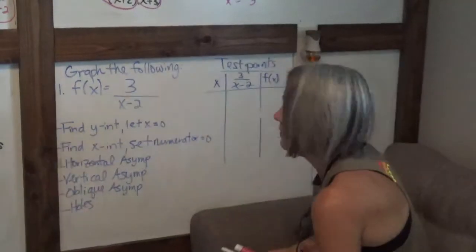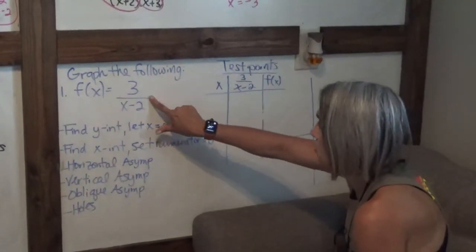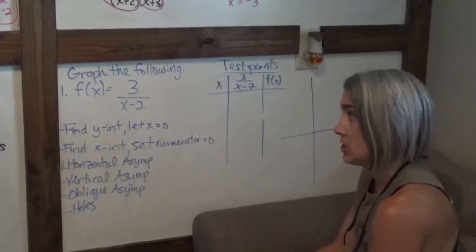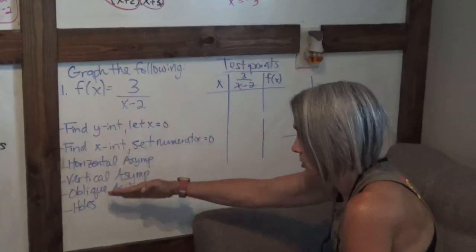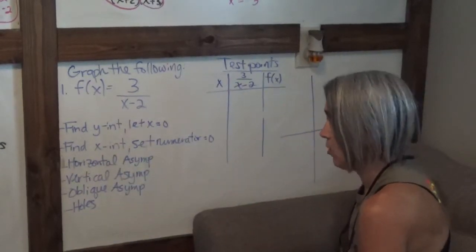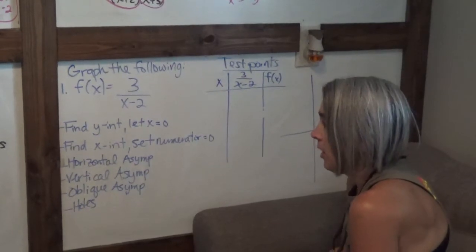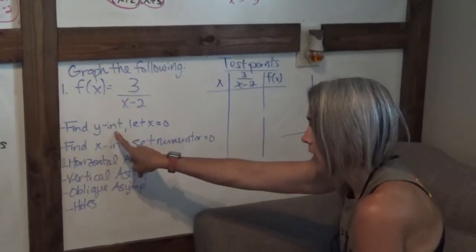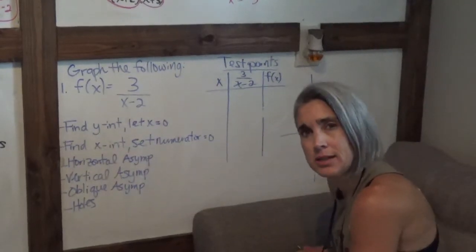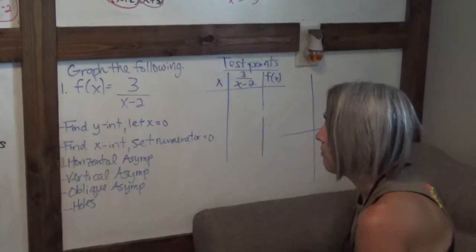Alright, so we're going to graph this one together. In your book, we're going to be graphing 3 over x minus 2. I wrote down some steps. This is a good idea to put in your notes of how to graph this by hand. We're going to be finding our asymptotes, if there is a hole, and also finding y and x intercepts, because that's going to help us to reduce the possibilities on our graph.